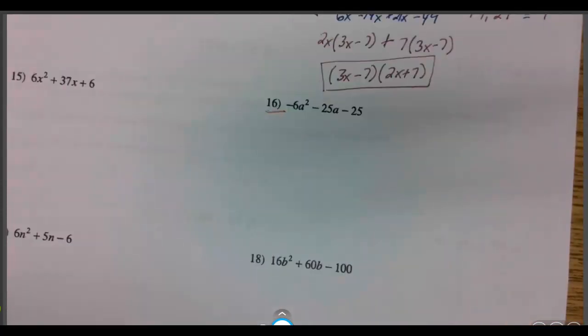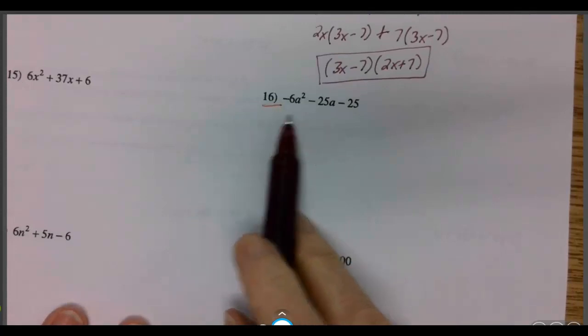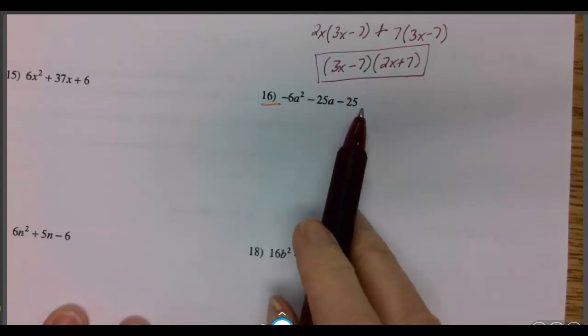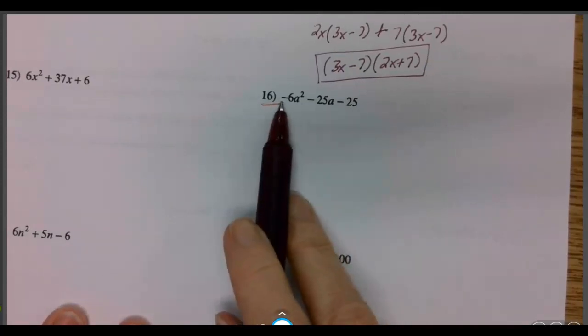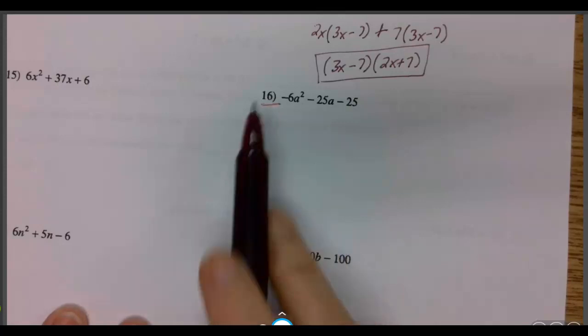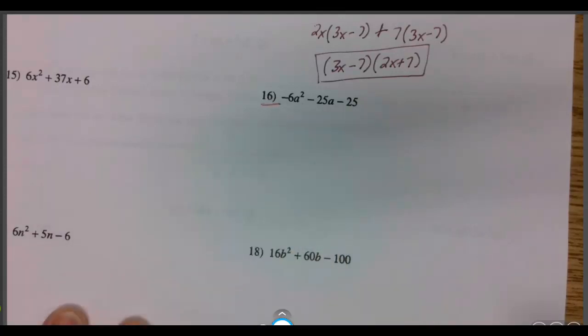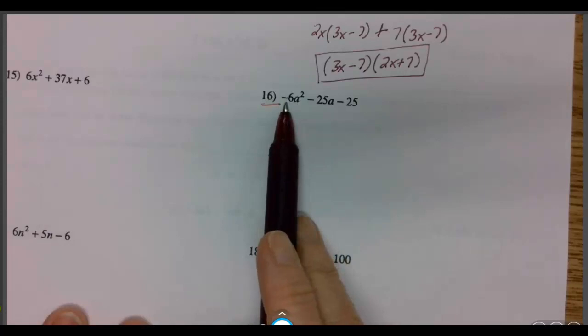Number 16, I'm going to tell you something, and then you're going to try this one on your own. You're going to stop the video and try it. Okay, so on this one, see how that front term is negative? We never want it negative. We'll talk about that later on. But if you ever have a negative, you're going to have to factor out a negative.